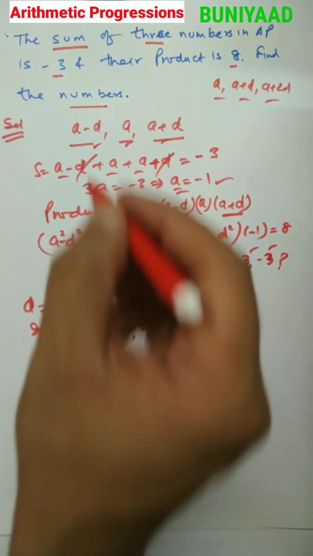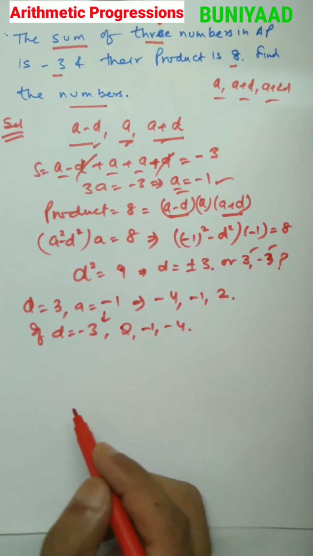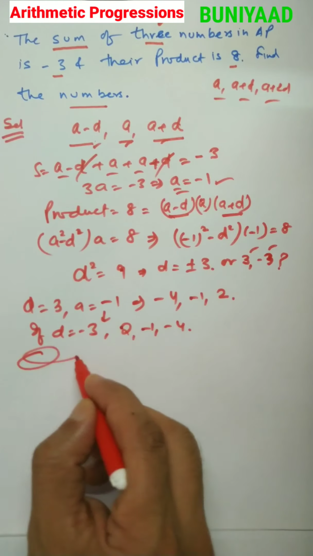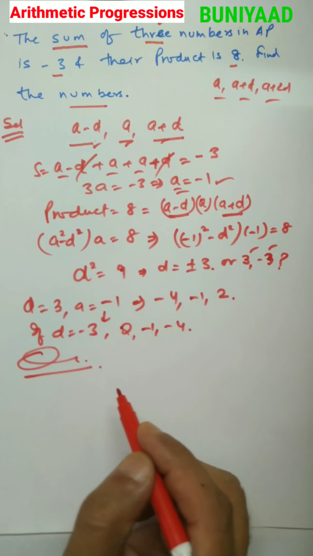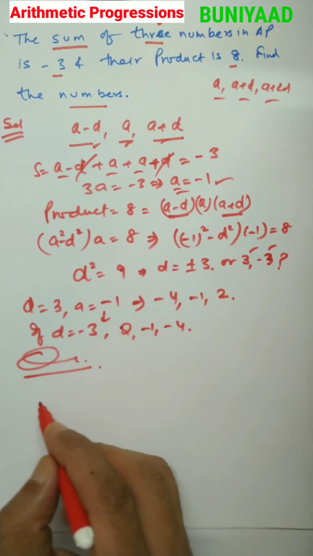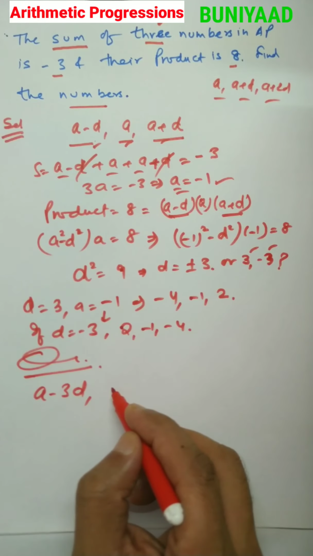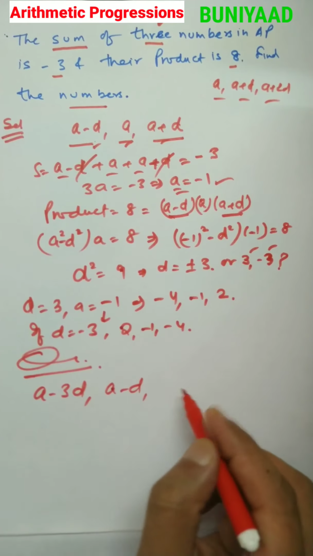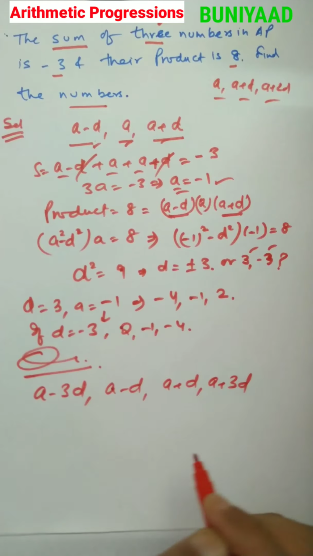So this was the case if the sum of three numbers in AP is given to you. Now the question is, if you are given the sum of four numbers, in that case which numbers will you consider? In that case, the four numbers will be a minus 3d, a minus d, a plus d and a plus 3d.